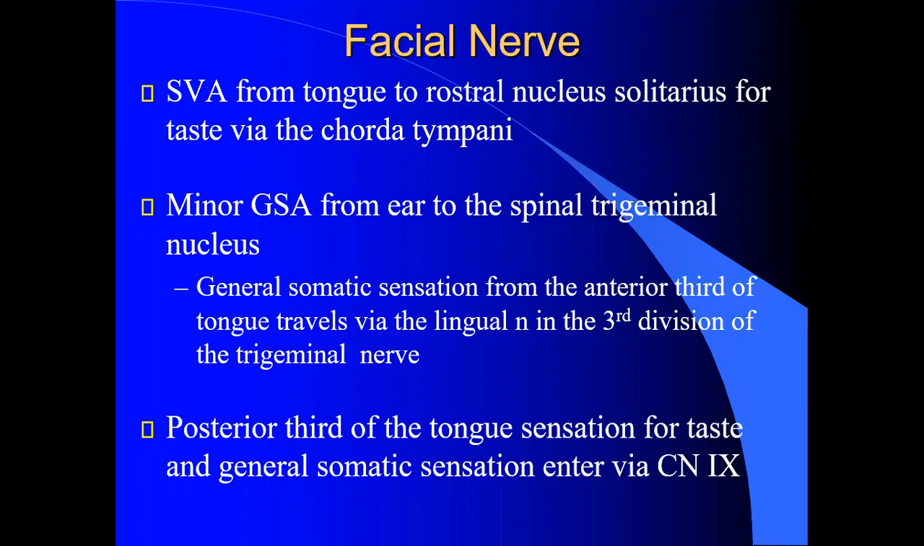And then I just want to point out, not part of the facial nerve, that the posterior third of the tongue sensation for taste, as well as for general somatic sensation, comes in through cranial nerve 9. Also that the general somatic sensation from the anterior third of the tongue comes in through the mandibular division of the trigeminal nerve. So we're going to look at all that, and most of this is very familiar to us as we take care of patients and examine patients who come in with a Bell's palsy.